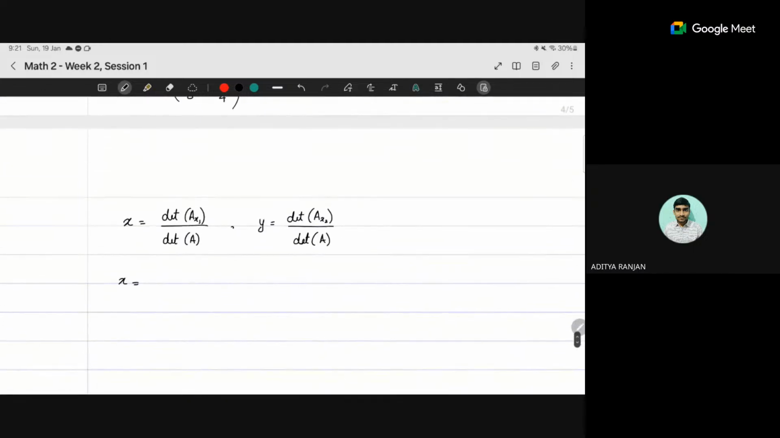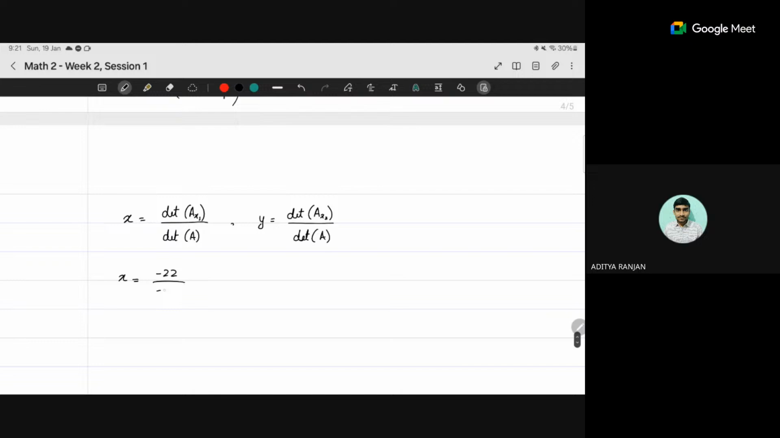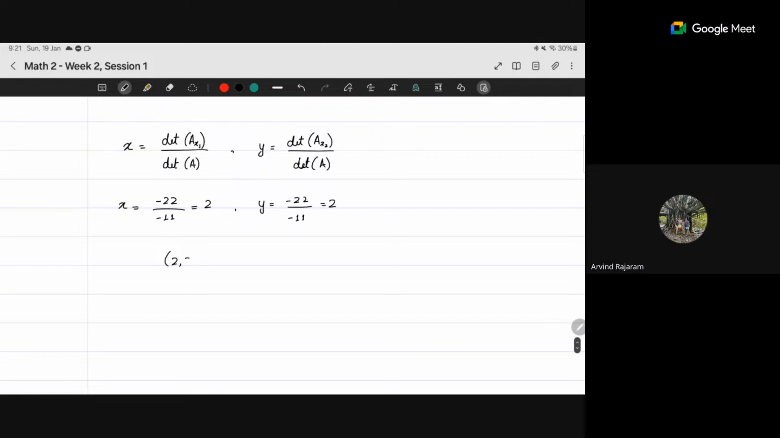Minus 22 and minus 11. So you have minus 22 divided by minus 11, and y is also minus 22 divided by minus 11. This is 2 and this is 2. So the solution to this is (2, 2). (2, 2) is the unique solution to the given system of equations.